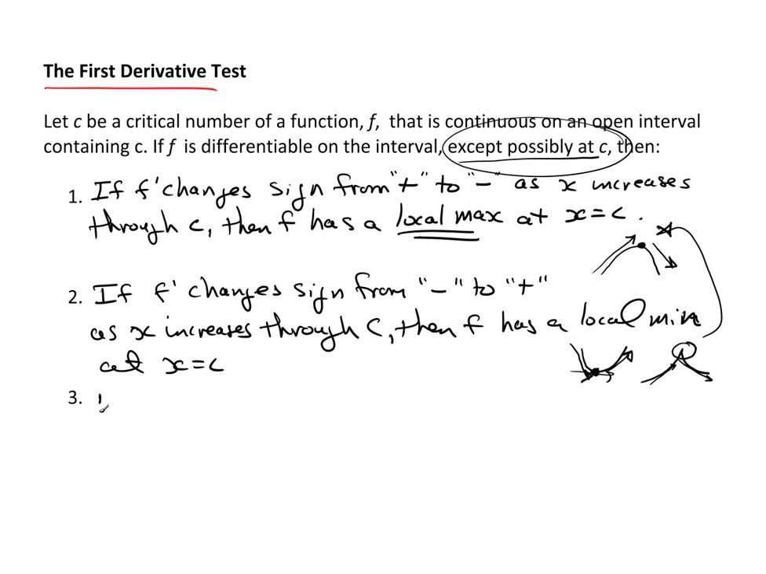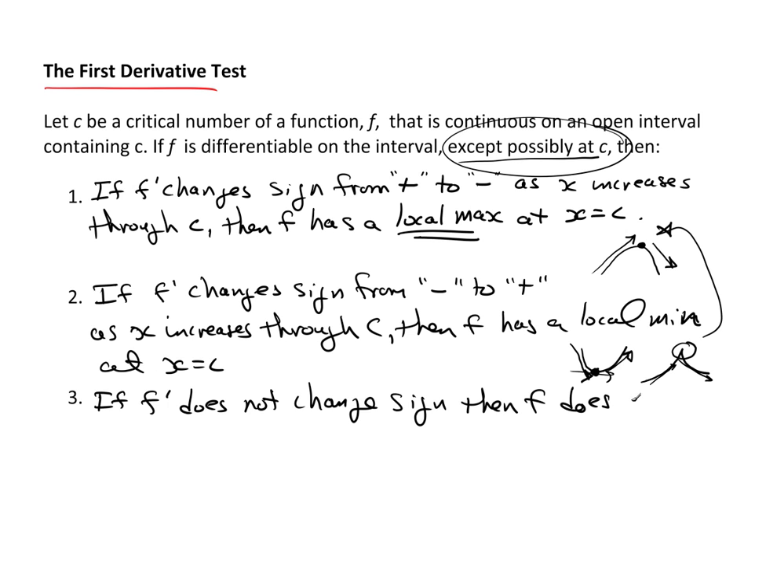And the last point here is if f prime does not change sign, then f does not have a local extrema at C. Okay, so that is the first derivative test. So from here, we need to take a look at a couple of examples and put it into play.